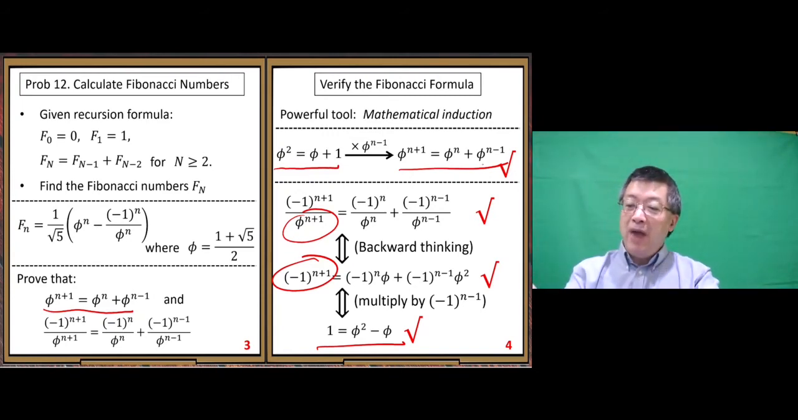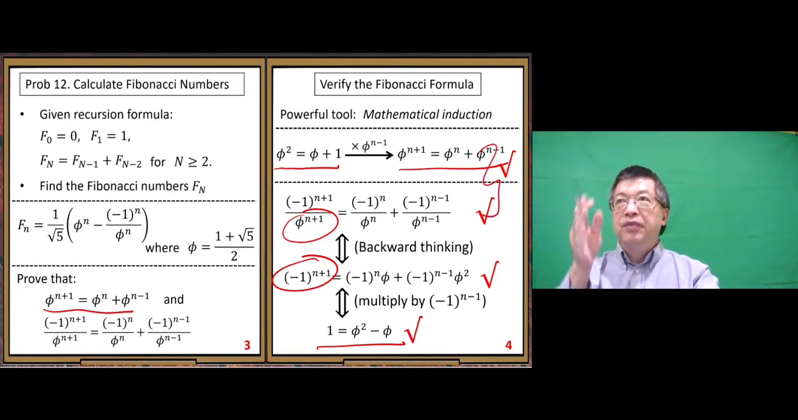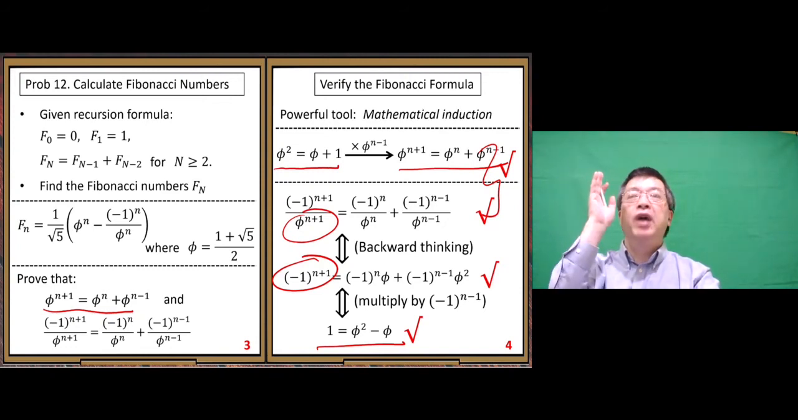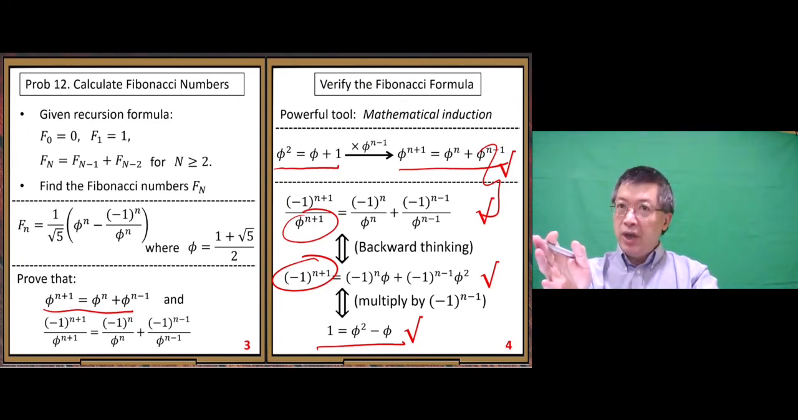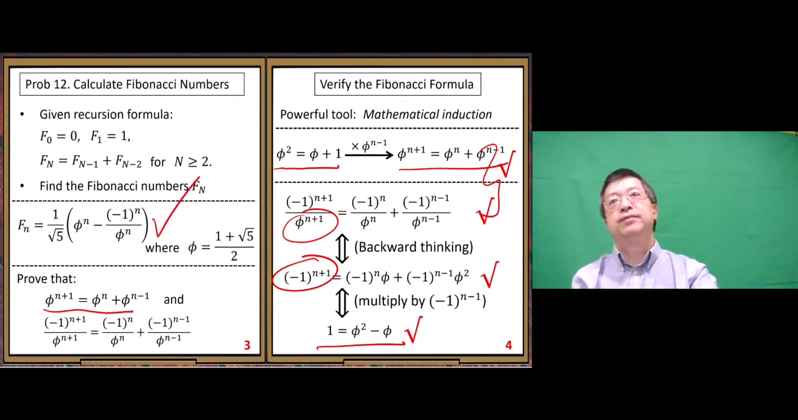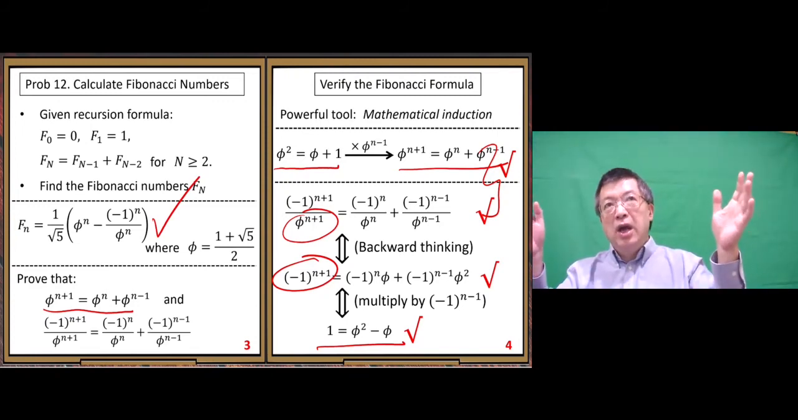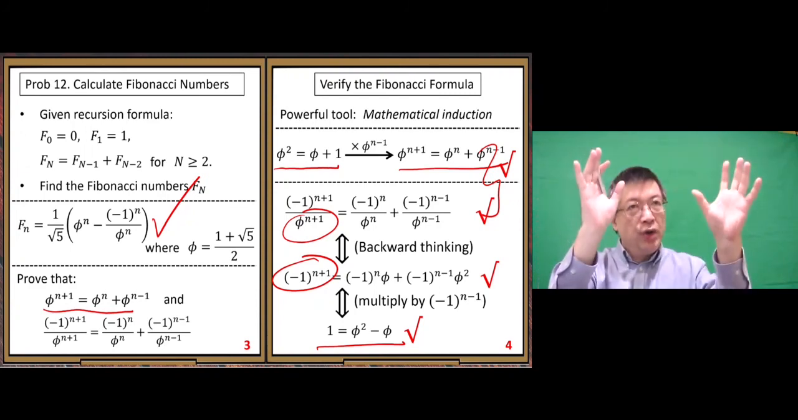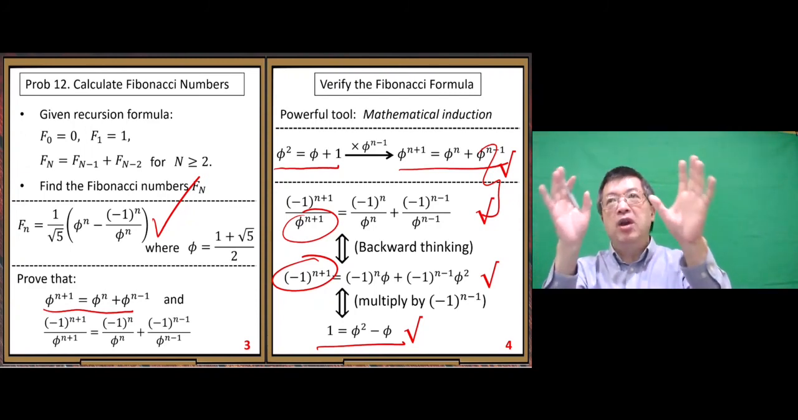Then, combining these two together, we complete the last verification step of the mathematical induction. Our conclusion is we proved that the Fibonacci formula is correct. That's all. That's the guess and verification way to show the Fibonacci formula is correct.